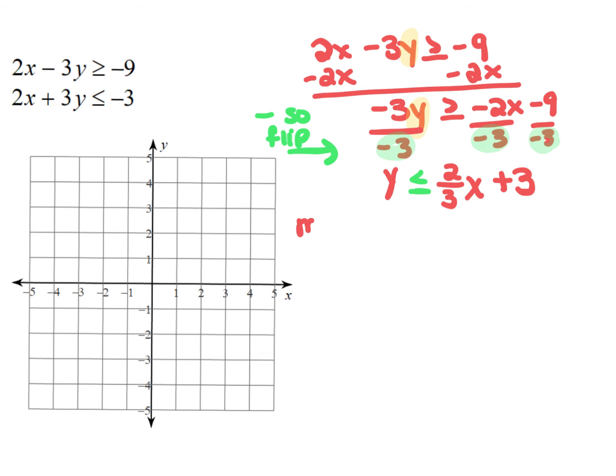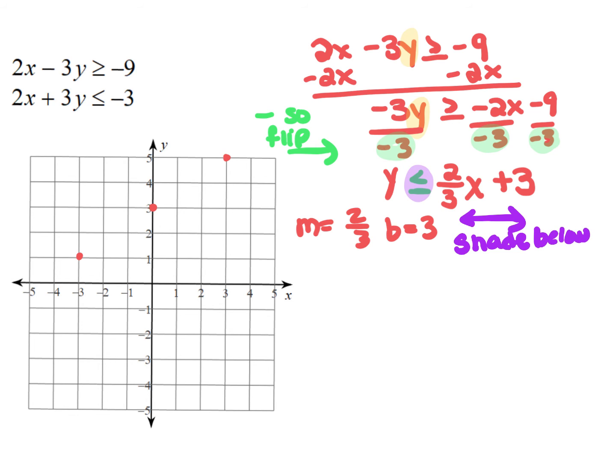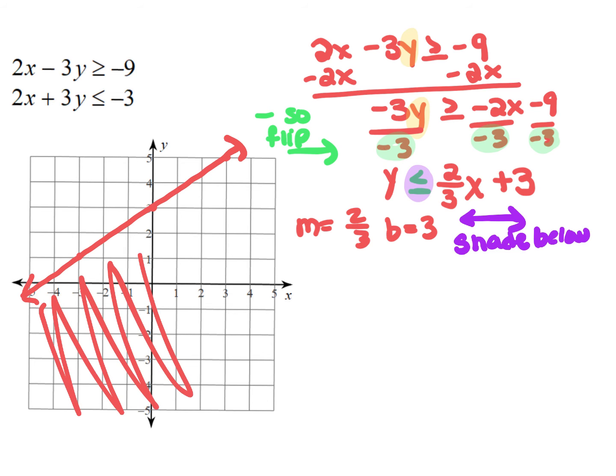So if I were to graph, I have my slope of 2/3 and my y-intercept of 3. So I can start at 3, go up 2/3, and add in my extra points to cover the whole graph. And then based on the symbol, because it's less than or equal to, it means it's going to be a solid line, and you're going to shade below. So I can draw in my solid line, and I would shade below.